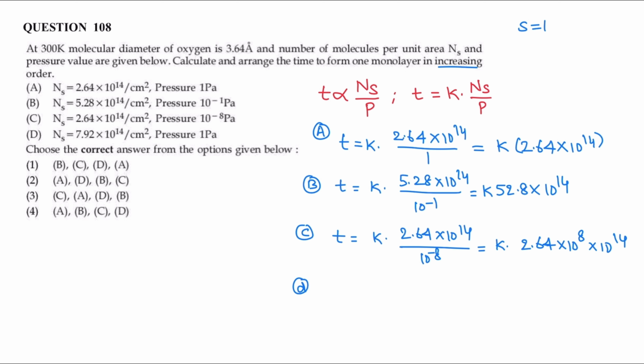For option D, time T is equal to some constant K into 7.92 into 10 power 14 divided by 1, so that is K into 7.92 into 10 power 14. In the question it has been asked for increasing order. So in increasing order, option C is the highest time and the lowest time is for option A, 2.64 into 10 power 14. Option A is lowest, option C is highest, followed by D at 7.92, and for B it is 52.8 into 10 power 14. So correct option is 2: A, D, B, C.